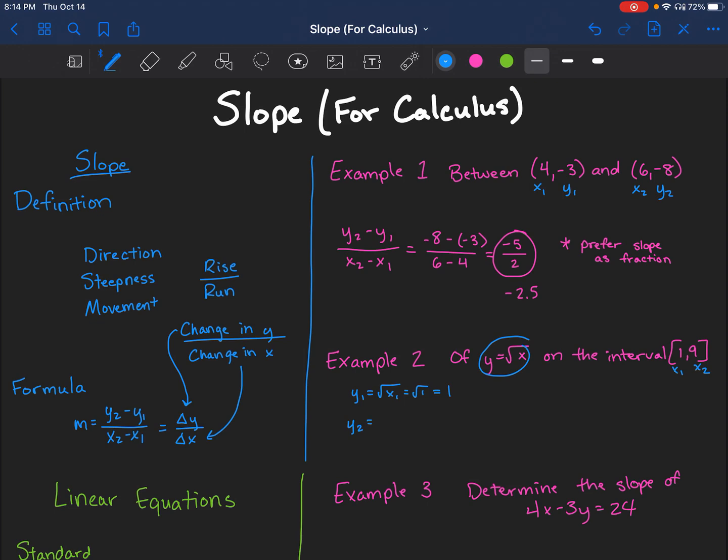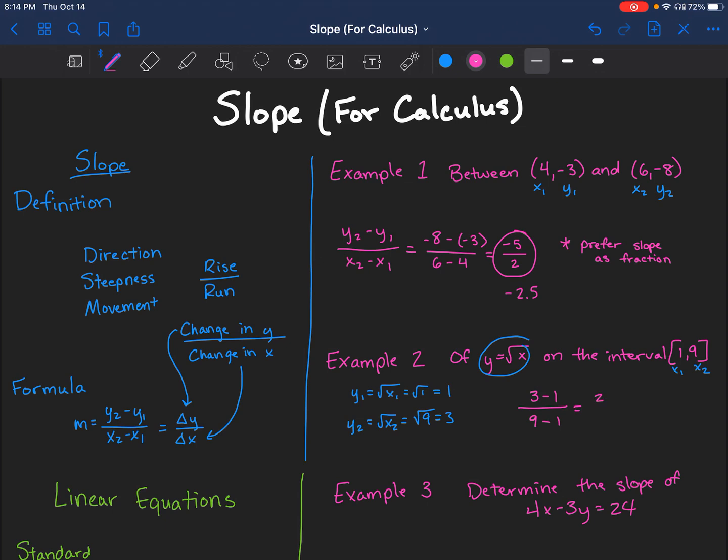If I plug in x2, that'll give me y2. So we're going to take the square root of 9, which is 3. So those are my y values there. And all I'm going to do is, again, just plug them into the formula. y2 is 3 minus y1, which is 1, over x2, which is 9, minus x1, which is 1.